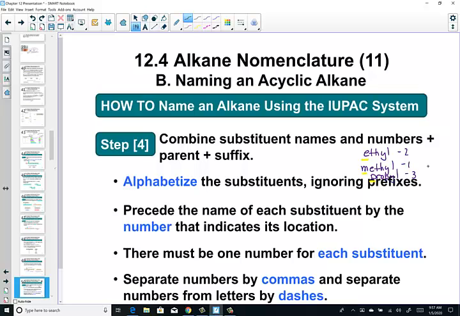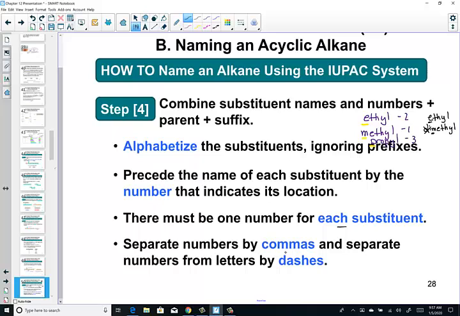However, if I had the term dimethyl and another one that had ethyl, I do not use the prefix in alphabetizing. I still go by the root word here, ethyl and methyl. Precede the name of each substituent by the number. Remember that there has to be one number for each of the substituents. Separate numbers by commas and separate the numbers from the letters by dashes.